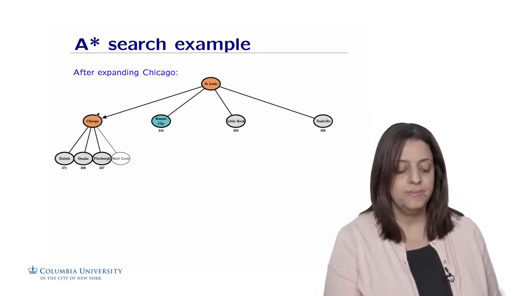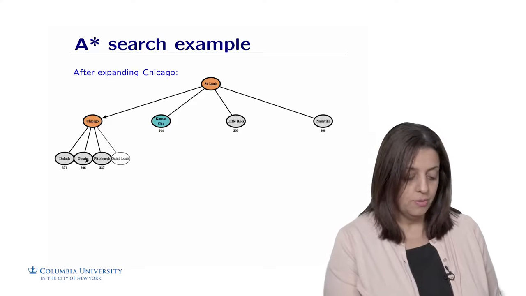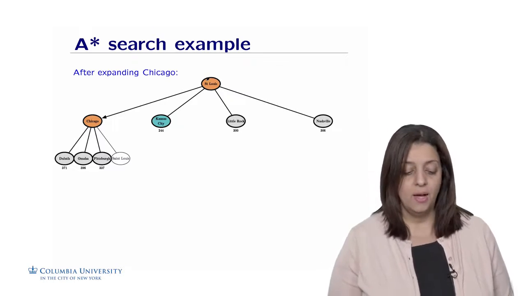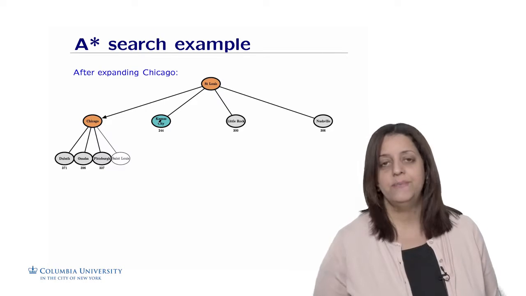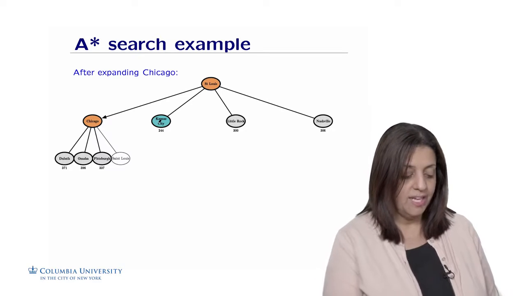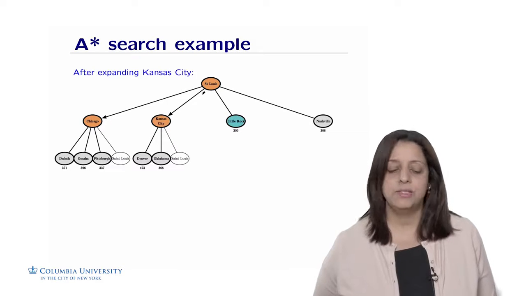So next we're going to explore Chicago. Chicago has as children or as neighbors Duluth, Omaha, Pittsburgh. We're not putting St. Louis because it was already explored. We also have Kansas City that was already in the fringe, Little Rock, and Nashville. We do a similar job in doing g of n plus h of n, and we get the distances that are represented here. Next, we're going to explore Kansas City.